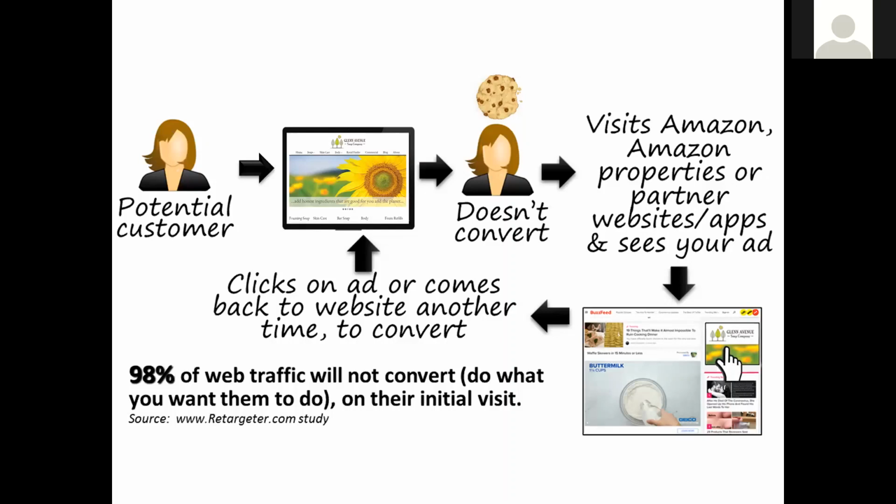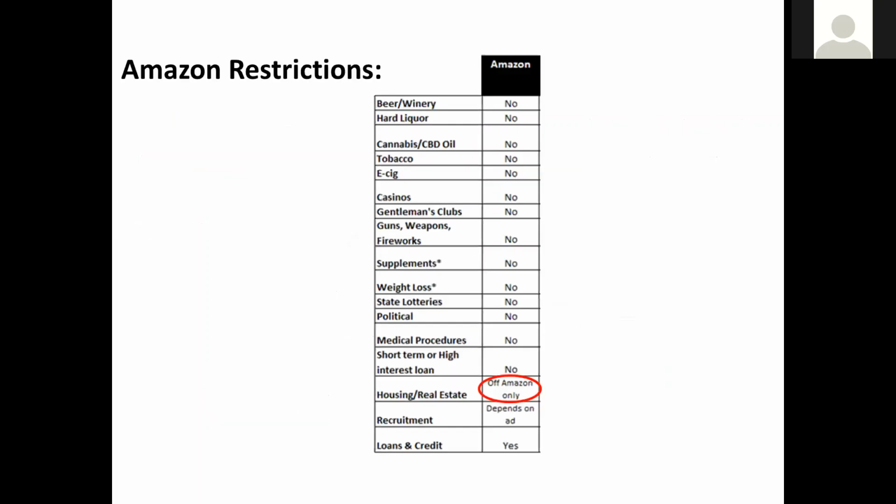It could be asking for an estimate, whatever it may be. But for whatever reason, the potential customer doesn't go through that conversion process. And what's going to happen then is that we're going to drop a cookie into their browser. And when they visit Amazon properties or the partner websites, they're going to see your ad. And that's going to bring them back to your website once again, where the likelihood for them to go through that conversion process has increased. We know that 98% of web traffic does not convert, do what you want them to do on that very first visit.